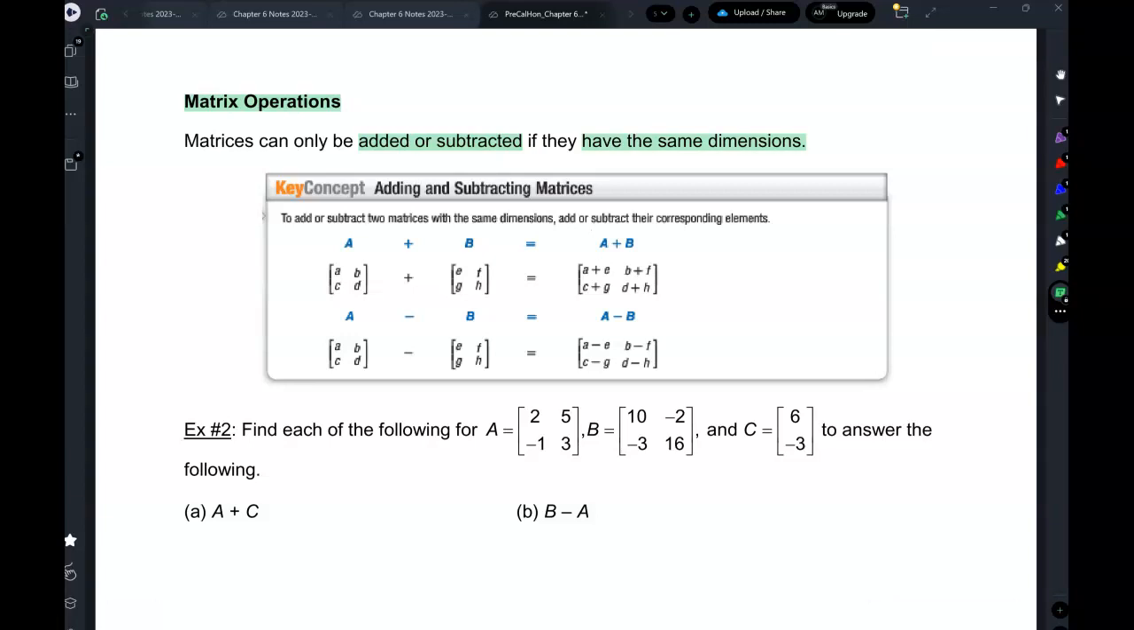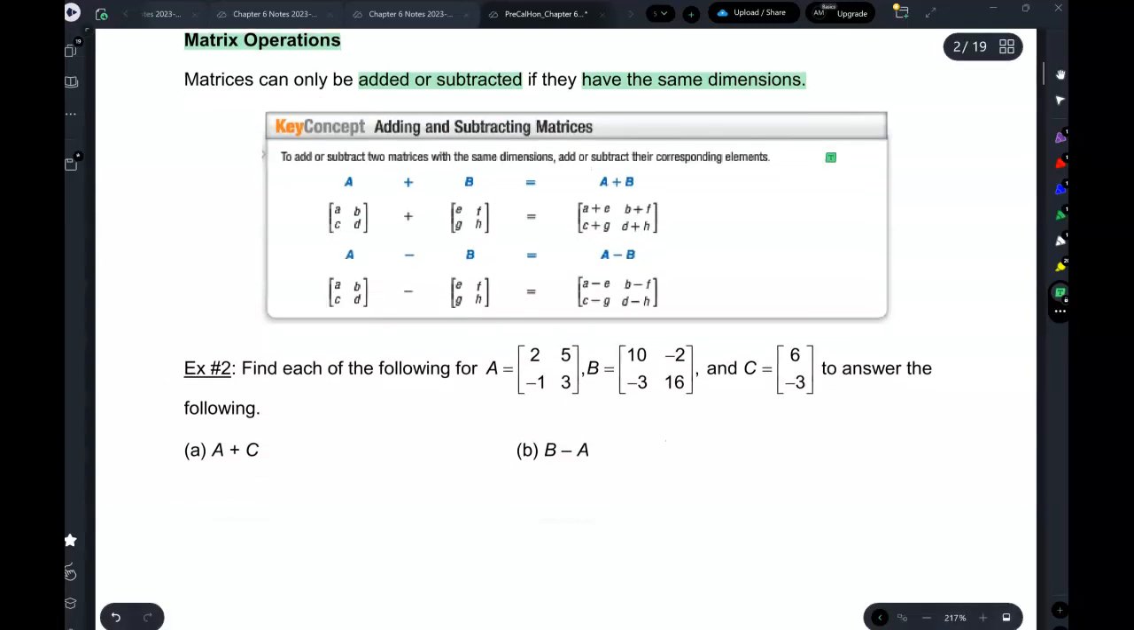3 by 4, 3 by 4. Otherwise, it doesn't work. Now, to add or subtract a matrix, it's so simple. It's like insulting your intelligence even. So look at this. This is position 1, 1. This is position 1, 1. You add them, and then you put it in that same position of the new matrix.